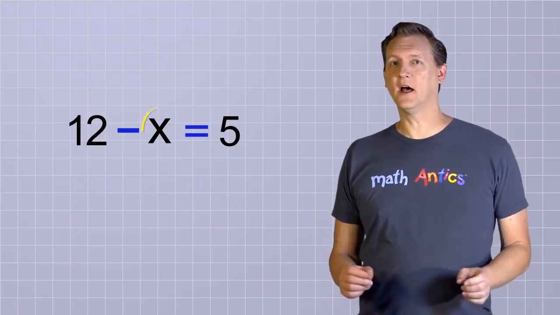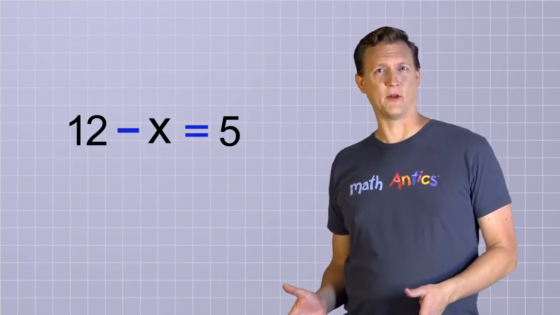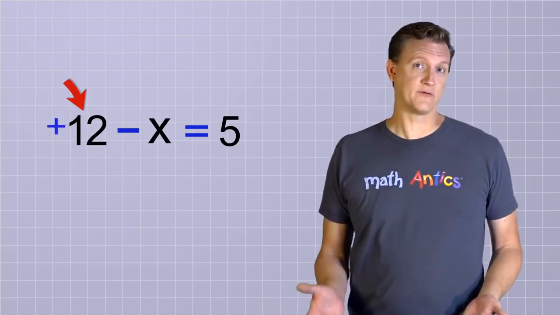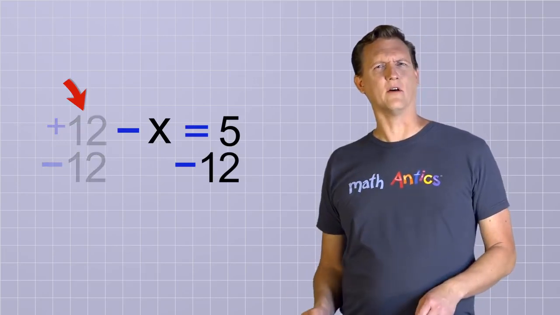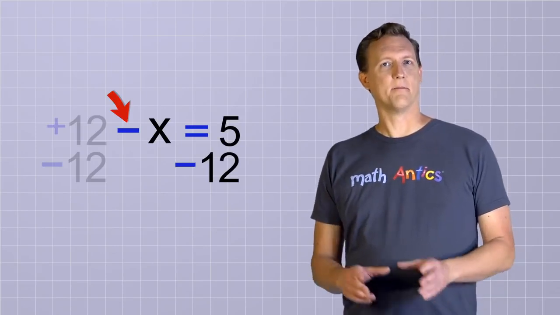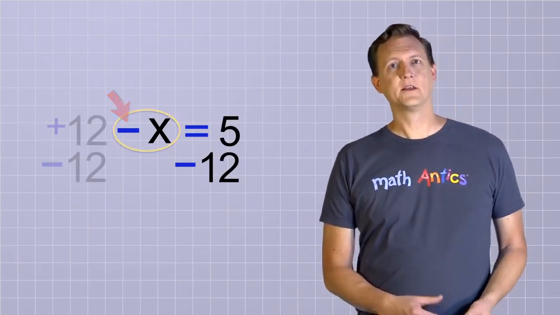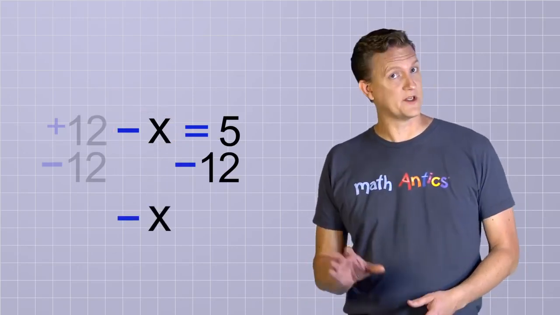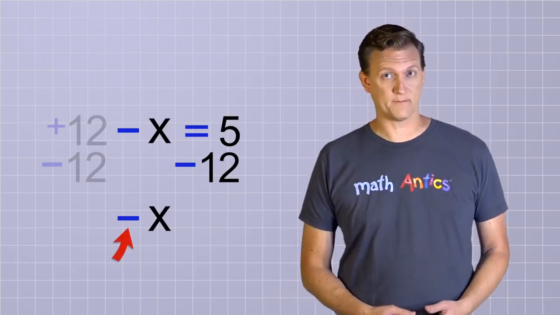Well, we still want to get the unknown all by itself, but it's a little harder to see how to do that. In this problem, 12 minus x equals 5. The 12 on this side is a positive 12, so we could subtract 12 from both sides. That would get rid of the 12, but the problem is that wouldn't get rid of the minus sign. That's because the minus sign really belongs to the x, since it's the x that's being subtracted. Subtracting 12 would leave us with negative x on this side of the equal sign, which is not wrong, but it might be confusing if you don't know how to work with negative numbers yet.